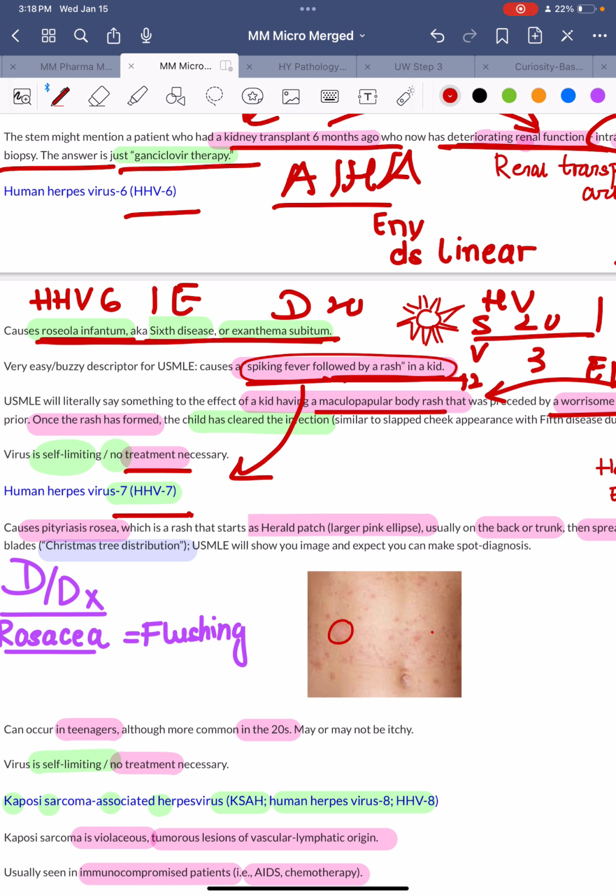So the treatment will be self-limiting, no treatment necessary. Just like if you get the CCS case of the spiking fever, you're going to rule out all the other infections, and then this would be a diagnosis of exclusion, right? And then the diagnosis would be roseola infantum, sixth disease, also known as exanthem subitum, and the infectious agent would be HHV6, human herpesvirus 6. That's why it's known as sixth disease, exanthem subitum, or roseola of the infant, right?